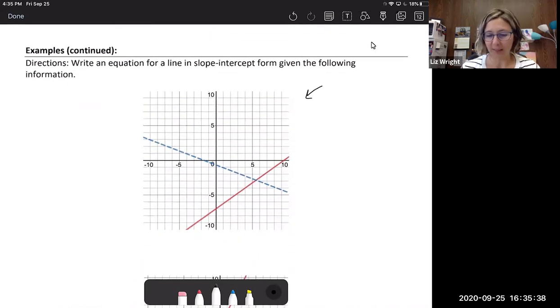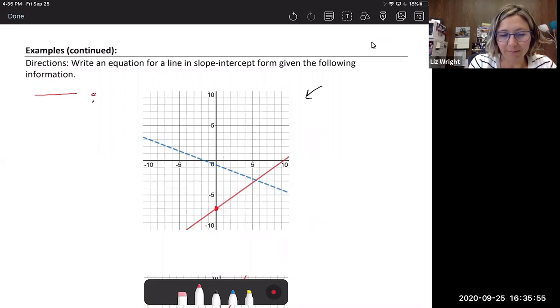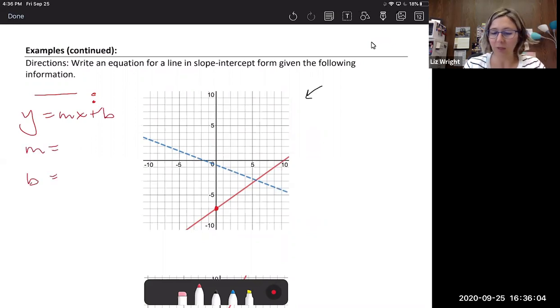So pick which one's easiest. You should be able to look at it and tell me which one's going to be the easiest one to do. It should be the red one, because you can already tell that the y-intercept crosses at a lattice point. So I'm going to do the red one over here this time. And again, remember, we're putting it in y equals mx plus b form. So we're going to figure out our slope, we're going to figure out our y-intercept, and then we're going to plug that information in.